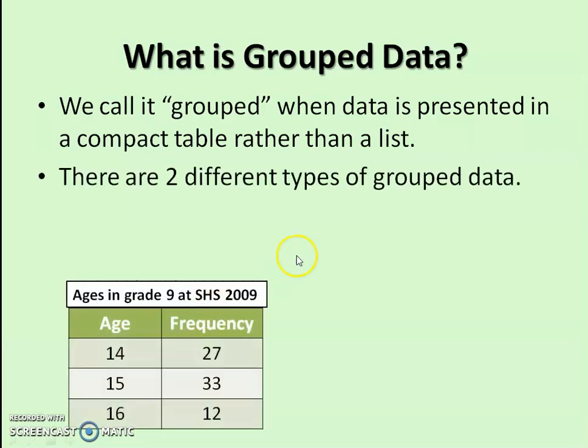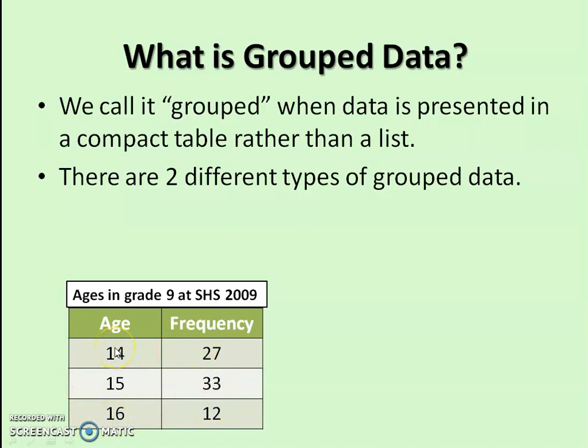Well, if you have a lot of data, instead of having a list that has 27 and 33 and 12 things, you might group your table this way to be more compact. So this is just a made up table that shows the age of students and the frequency of that age. So what does this data table mean? It means that there are 27 people who are 14 years old. There are 33 people who are 15 years old, and there are 12 people who are 16 years old. So that's the distribution of this data.